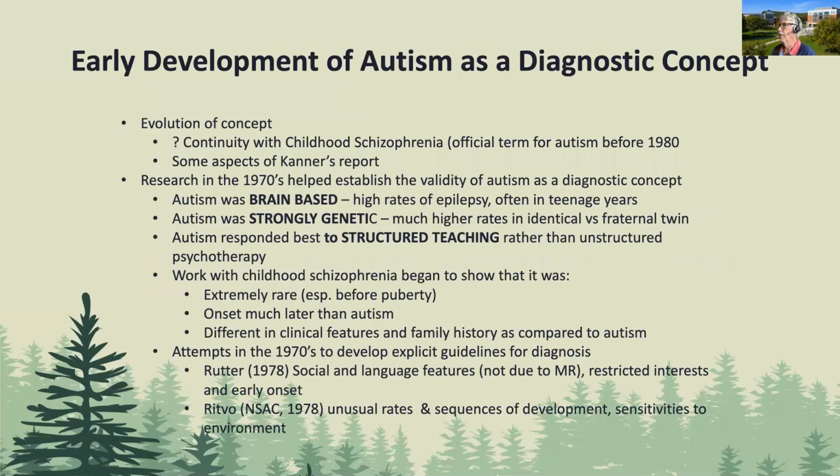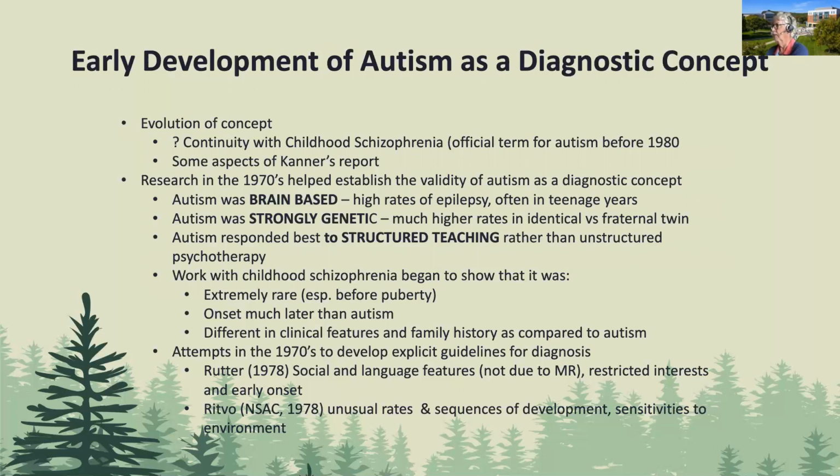Early development of autism as a concept. Well, in the first place, there was considerable confusion with childhood schizophrenia. We'll talk more about this until the things were clarified in 1980. Some aspects of Kanner's report, as I mentioned, served as false leads. But during the 1970s, several different lines of evidence emerged that were really important in helping validate autism as a distinctive diagnostic concept. First of all, it was brain-based.